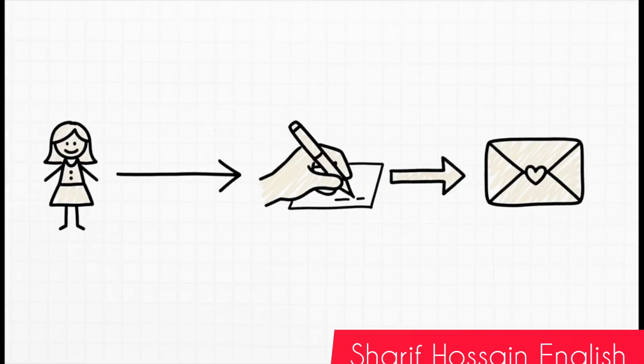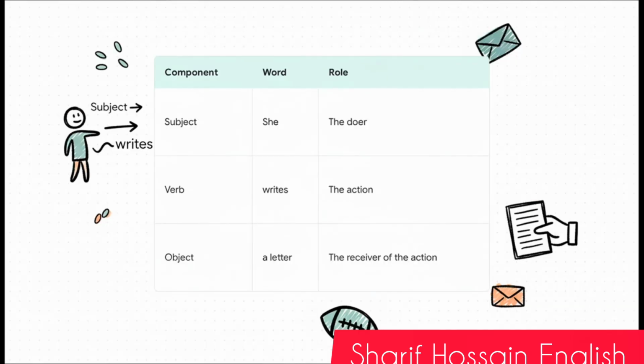All right, let's do another one. This is the sentence we were just looking at a minute ago. She writes a letter. Now we can see exactly why it works so well. It's the exact same pattern, you see? She is the subject, writes is our transitive verb, and the action of writing is received by, you guessed it, the object, a letter. The subject acts, the verb carries that action over, and the object receives it. It's a perfect, complete thought.